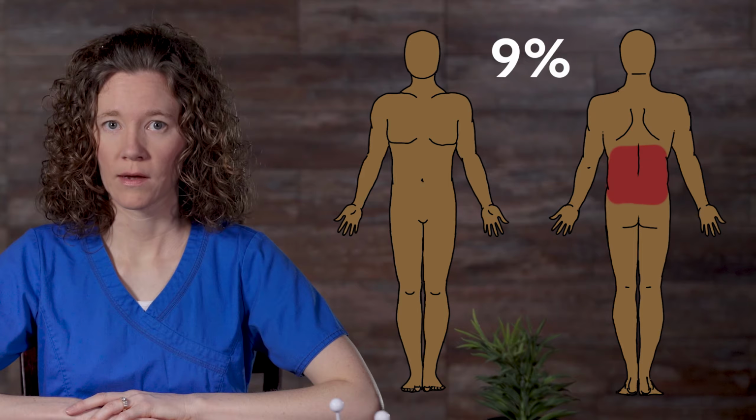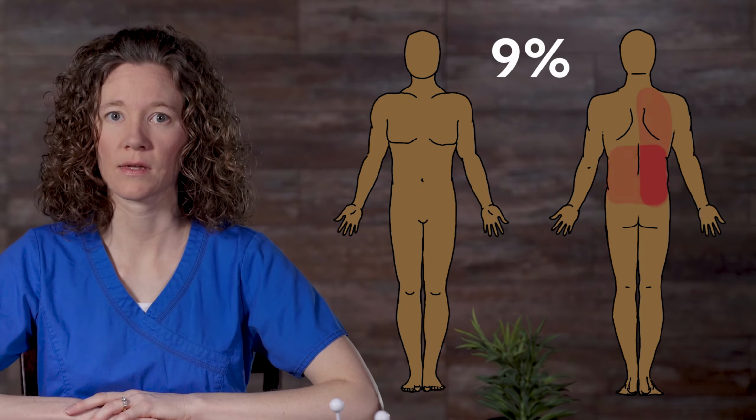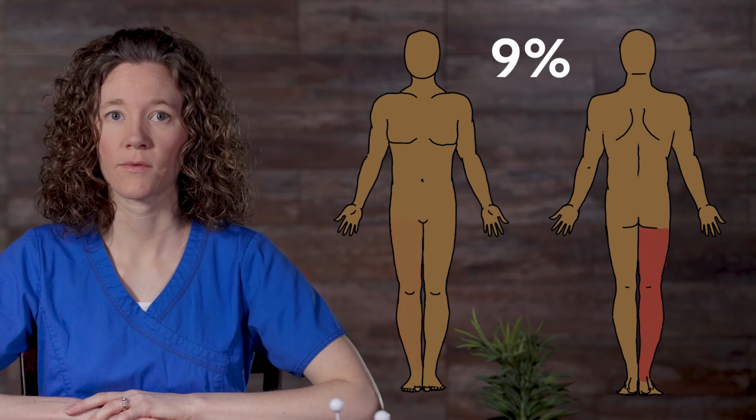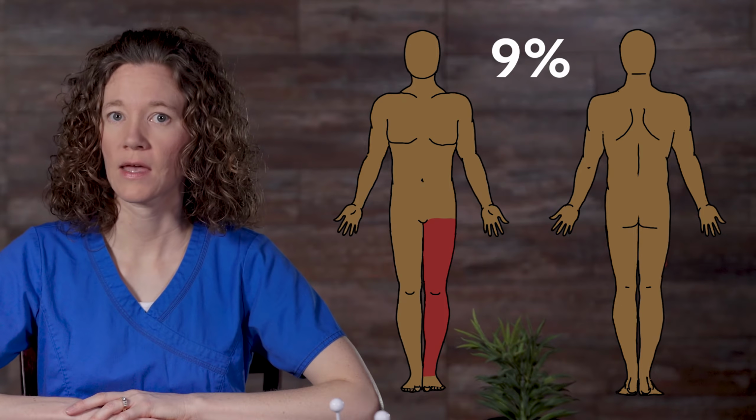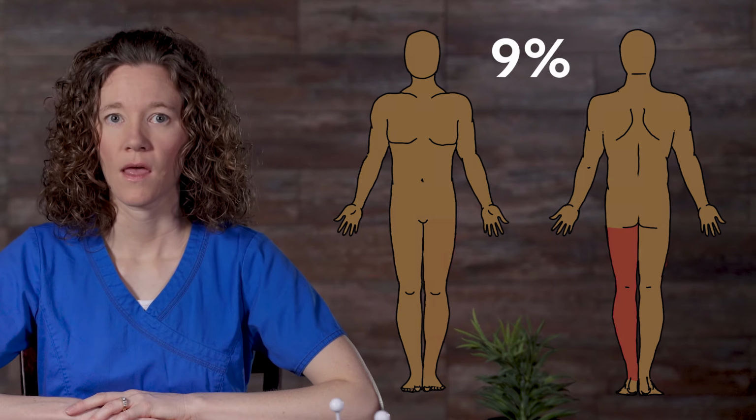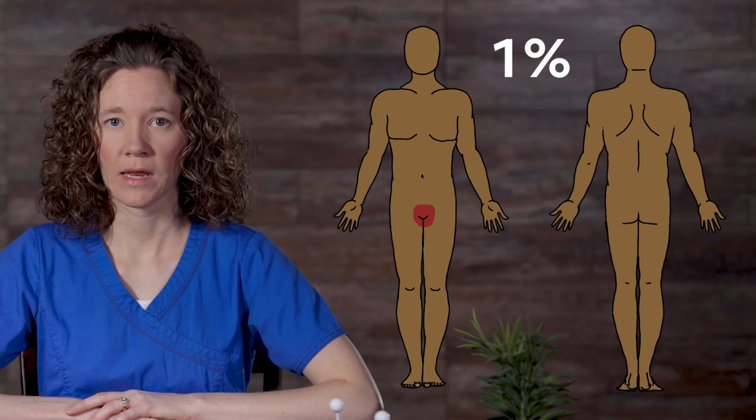These can also be broken down into 9% sections, the upper back and lower back, or similarly the right side and left side of the back, the front right leg, the back right leg, the front left leg, and the back left leg. And then the groin makes up the remaining 1%. All this adds up to 100% of the body.